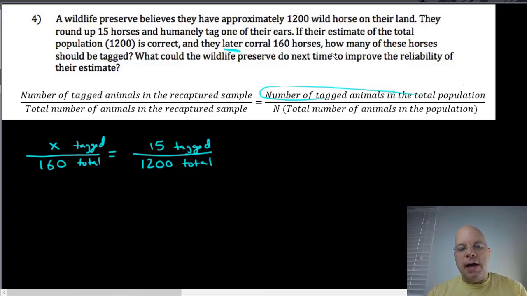I'm going to ask you to solve that during the pause, but before you pause, don't forget that there's another question here. What could the wildlife preserve do next time to improve the reliability of their estimates? So see what you get for X, give some thought to the reasonableness of that number and the way they did their tagging and recapturing, and see if there's a way you could improve on their method. Just as a hint, you could think about some of the things we discussed today when we did this similar scenario using the goldfish. So pause now.